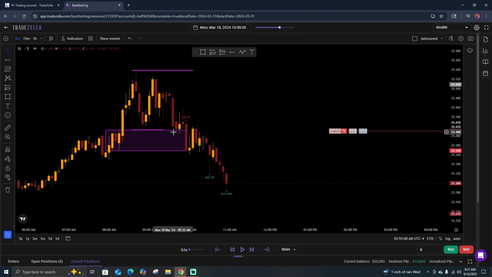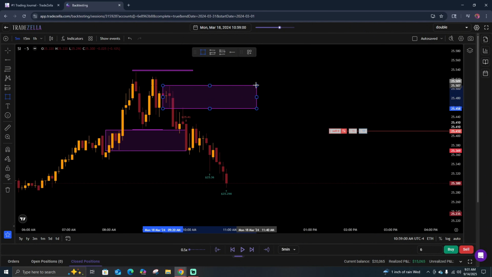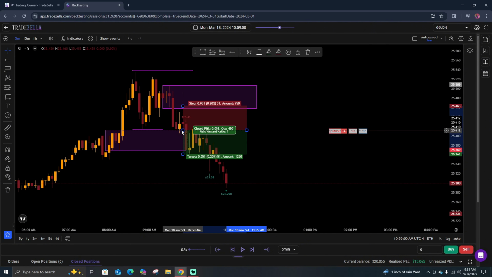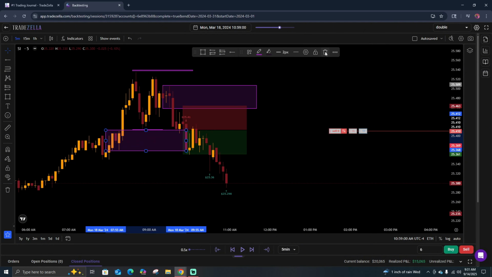Okay, I'm looking for a supply. Being that we broke a low, I want to start trading down. Take this supply right here. The candle right after it came up, tapped it, and gave us that break of the candle right here.